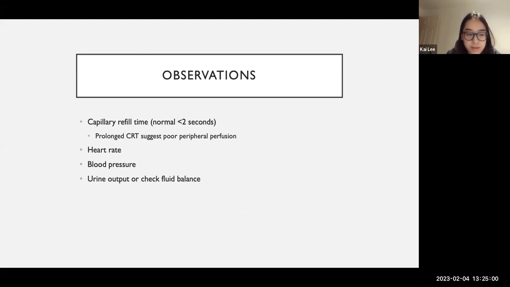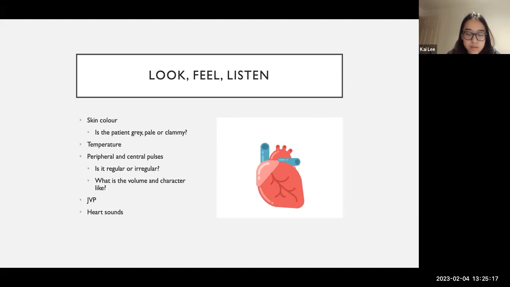There's also the fluid balance chart, which would give you really useful information regarding whether the patient is overloaded or if they're dry. And the capillary refill time will indicate whether the patient has good perfusion throughout the body. So from looking at the patient, if they're gray, pale, and clammy, it will be a good indicator that they're currently not well perfused or there could be underlying infection.